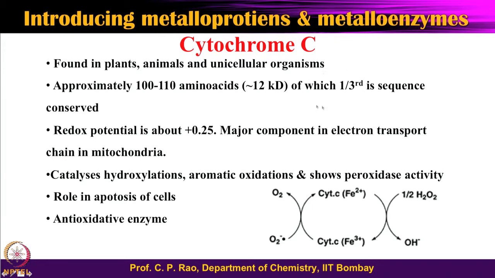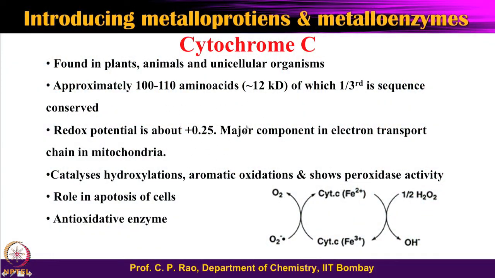An interesting and important parameter is that about one third of its amino acids, if you look across the various species, show sequence homology. You should not forget that those residues which are in close proximity to the heme are conserved in almost all of them, and the reduction potentials are around plus 0.25, plus 0.3, etc.